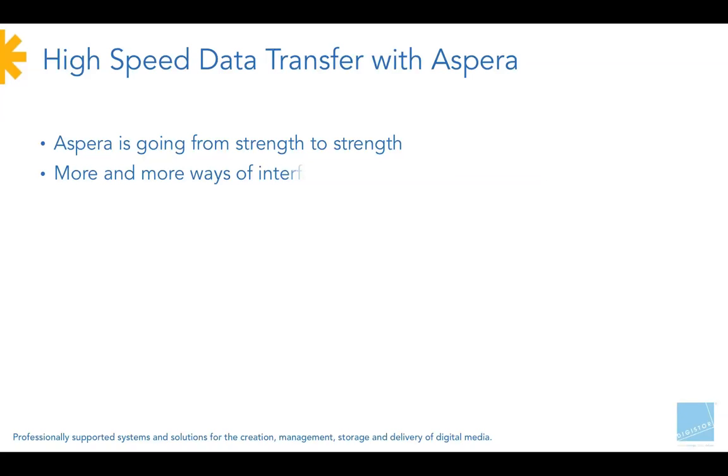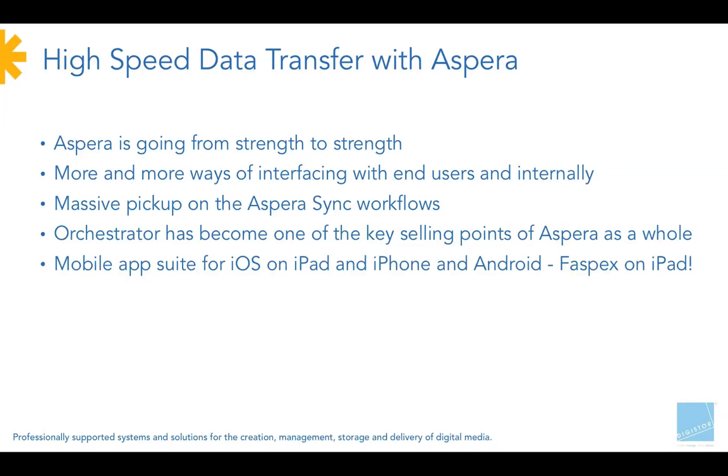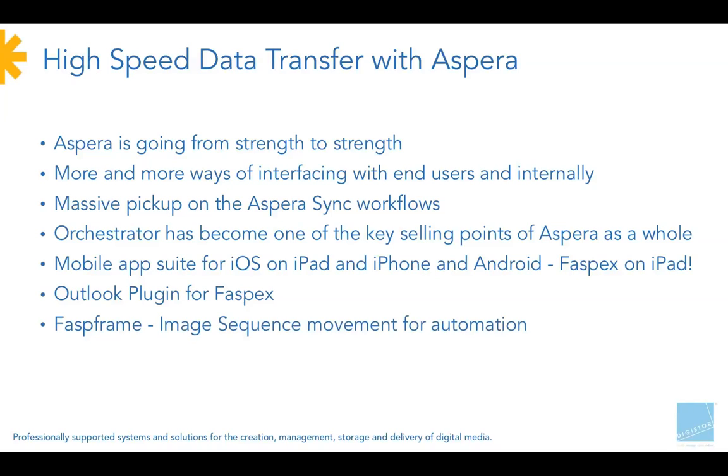So why are we mentioning Aspera for the NAB show roundup? Well, they've done a lot of work over the last 12 months, and really they keep going from strength to strength. There's been a huge pickup on sync workflows, and what sync workflows are basically taking a file system or a folder and syncing that to a number of different locations. The idea is you can do a sync one way, you can do bidirectional syncs, you can sync to DR, you can even sync to the Amazon cloud or Windows Azure as well. So very cool system.